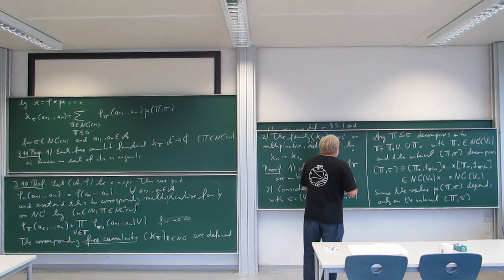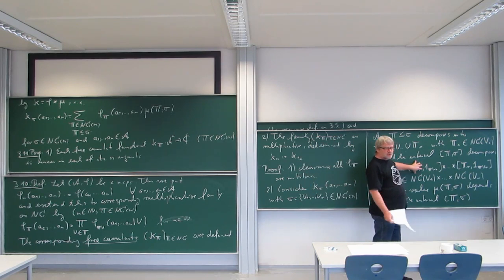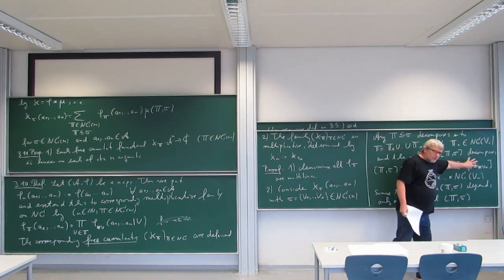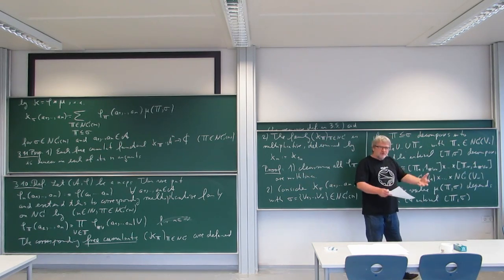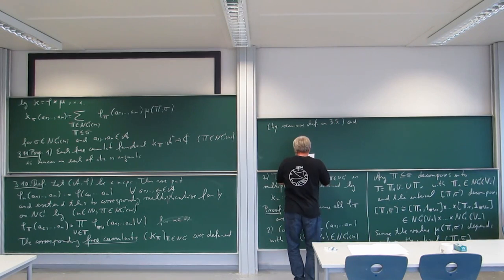Okay, so the Möbius function here actually is the same as if I calculated on this side, but here I have a product, and the Möbius function of the product of posets is the product of the Möbius functions.